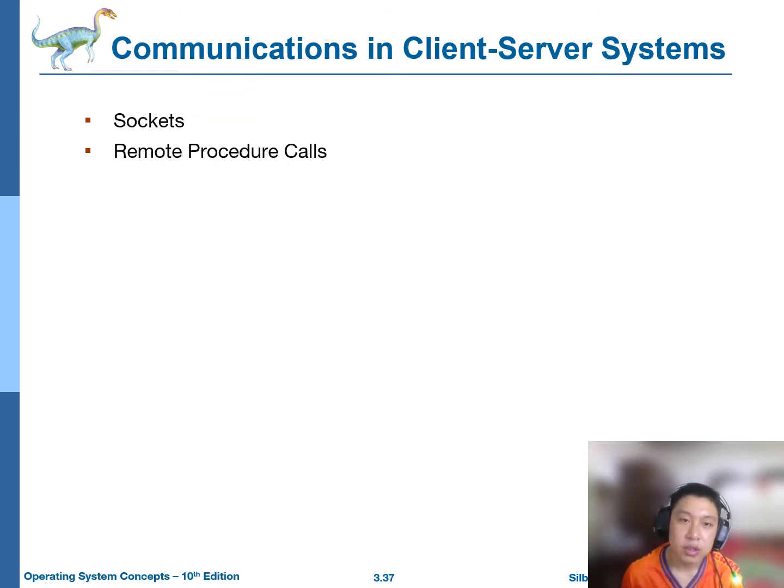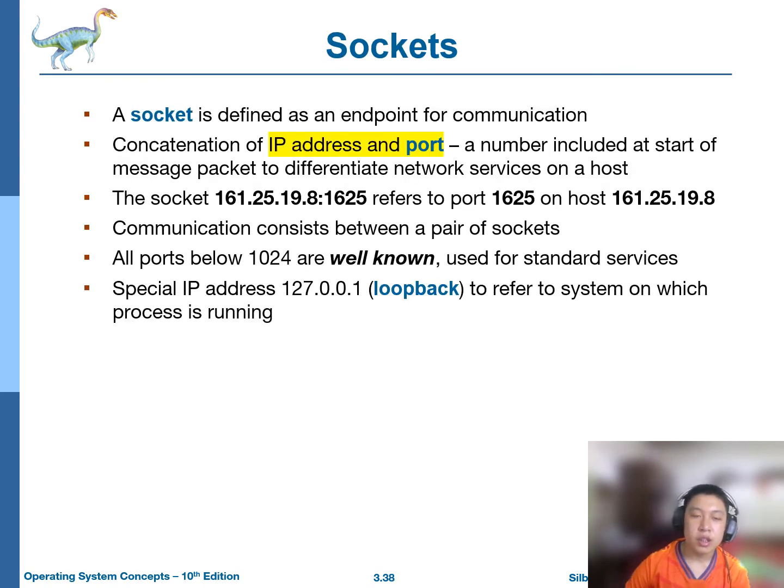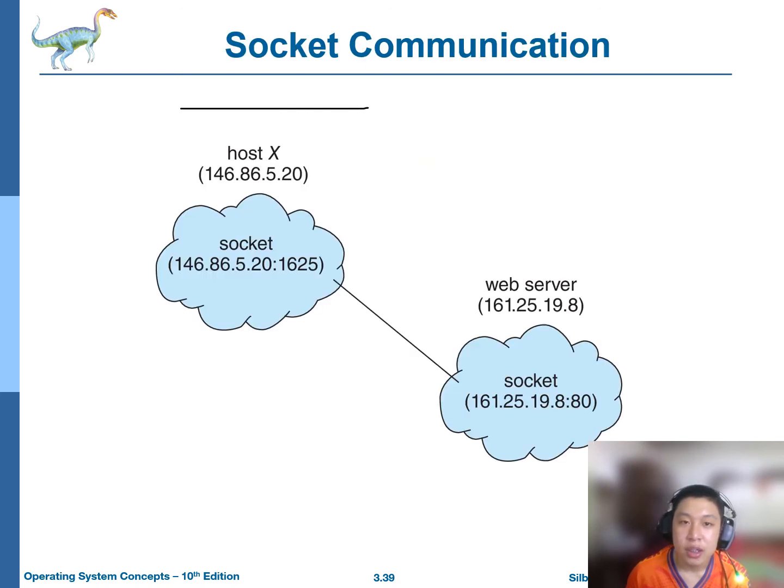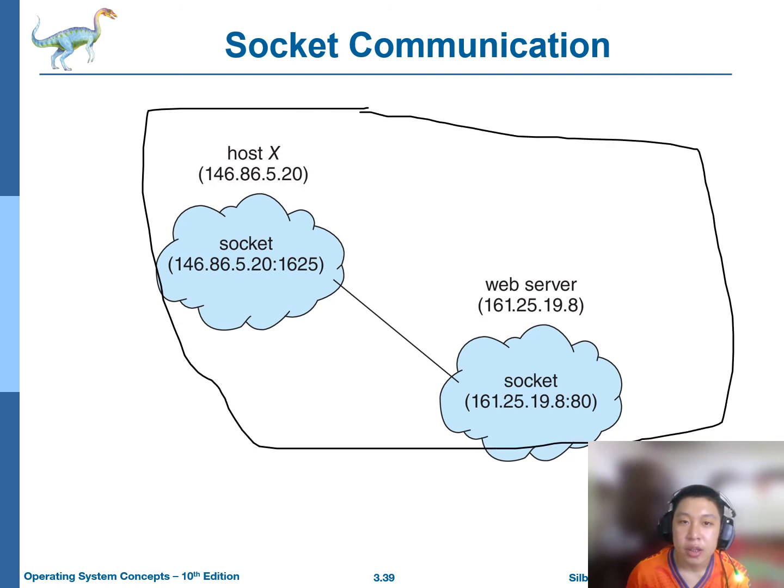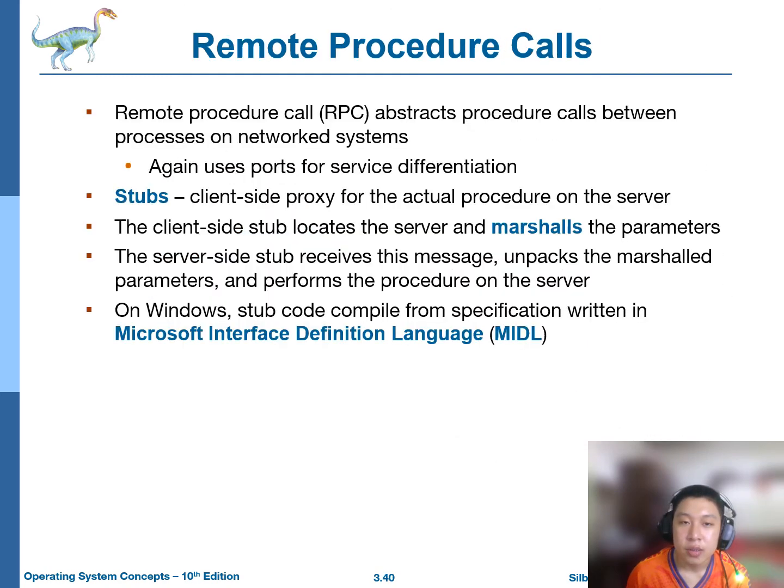Communication in client-server systems: sockets and remote procedure calls. A socket identifies an endpoint of communication, a combination of an IP address and a port. All ports below 1024 are well known and used for standard services. This photo shows socket communication. Next: remote procedure call.